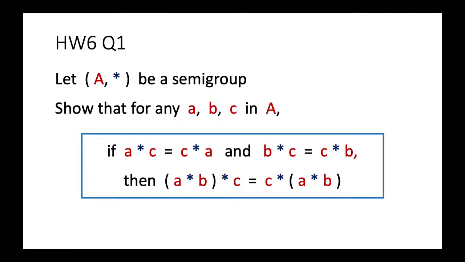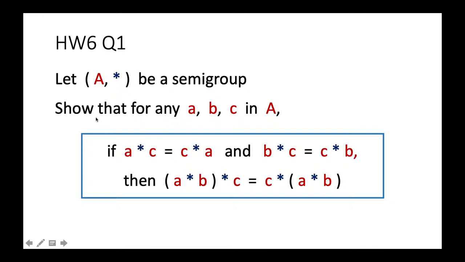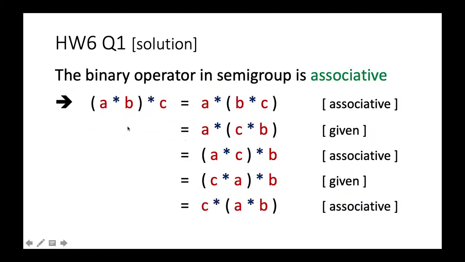So how do we show this? Recall that in a semi-group, the binary operator is associative. So we are going to make use of this fact to help us solve the problem. We begin with the left-hand side, A times B bracket times C. Because it is associative, we can regroup the bracket, so A, B, C is equal to A times the bracket of B times C.